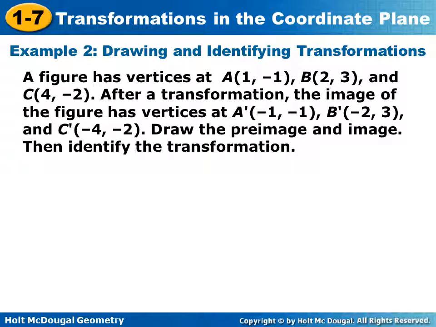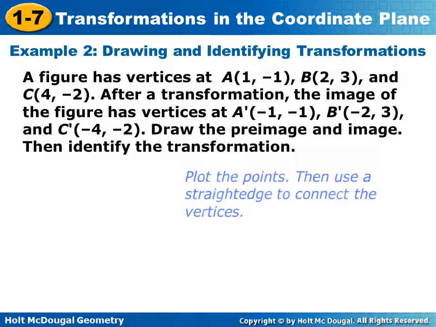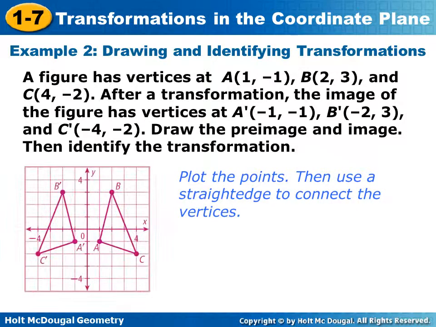Here we want to be able to draw and identify transformations, so the picture may not always be drawn for you. So we have a figure with vertices. Remember, vertices are corners at A (1, -1), B (2, 3), and C (4, -2). So the first thing we have to do is plot the points. So the figure on the right is our pre-image.